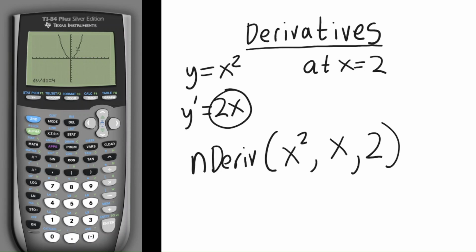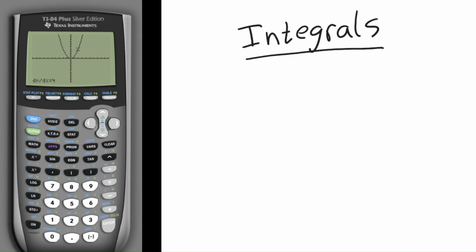Now, we know how to do derivatives. What about integrals? Well, it turns out an integral is pretty much the same. For an integral, let's go ahead and quit out. The first method is to just go to the math button and then again calculate. There is a numerical integral, fn int. So I'm going to type that and it gives me something very similar.